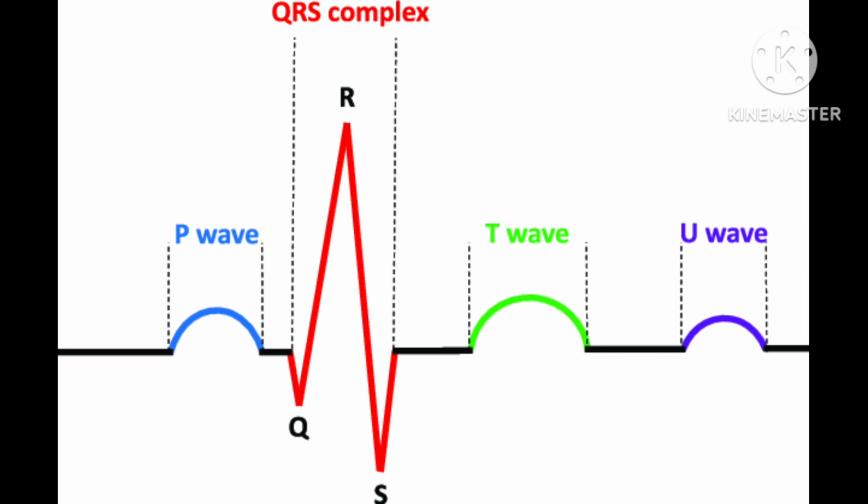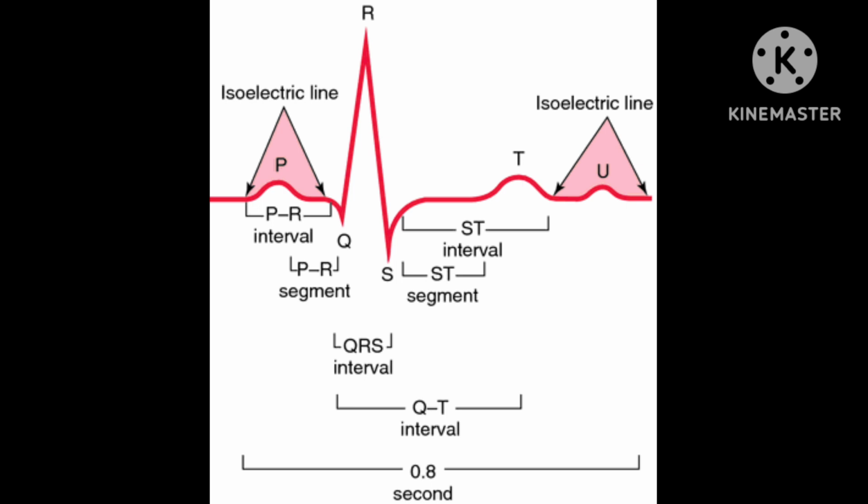It works on the principle that a contracting muscle generates a small electric current that can be detected and measured through electrodes. The main goal of electrocardiography is to obtain information regarding the heart's electrical impulses. Correct? An electrocardiogram is also called ECG.